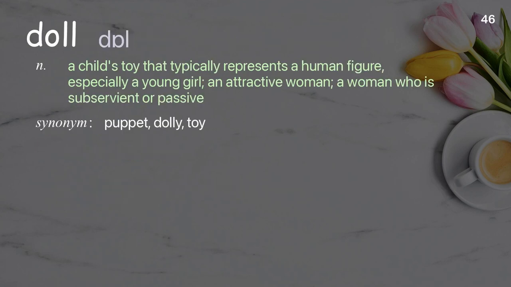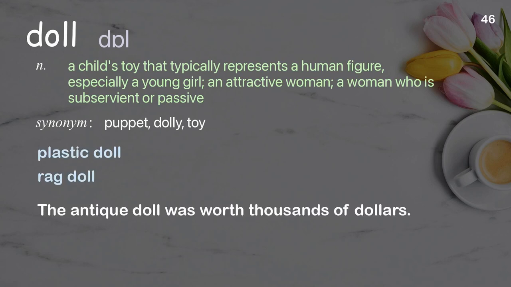Doll. A child's toy that typically represents a human figure, especially a young girl, an attractive woman, a woman who is subservient or passive. Examples: plastic doll, rag doll. The antique doll was worth thousands of dollars.